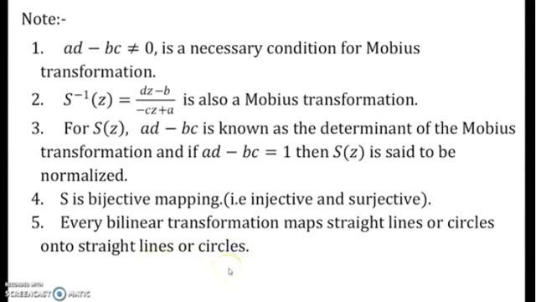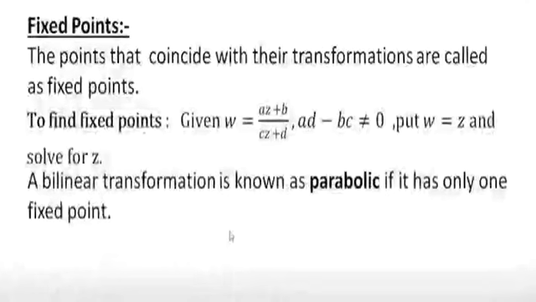Before we move on to the bilinear transformation, we must know what a fixed point is. Now we are going to discuss what is meant by a fixed point. The points that coincide under the transformation are called fixed points. To find a fixed point, the given transformation is in the form w equal to (az plus b) by (cz plus d), with ad minus bc not equal to 0. For finding the fixed point, we need to put w equal to z in the given transformation and solve for z. Suppose we get only one fixed point after solving, that is called parabolic type. We may have more than one fixed point. If you find only one fixed point, that is called parabolic.